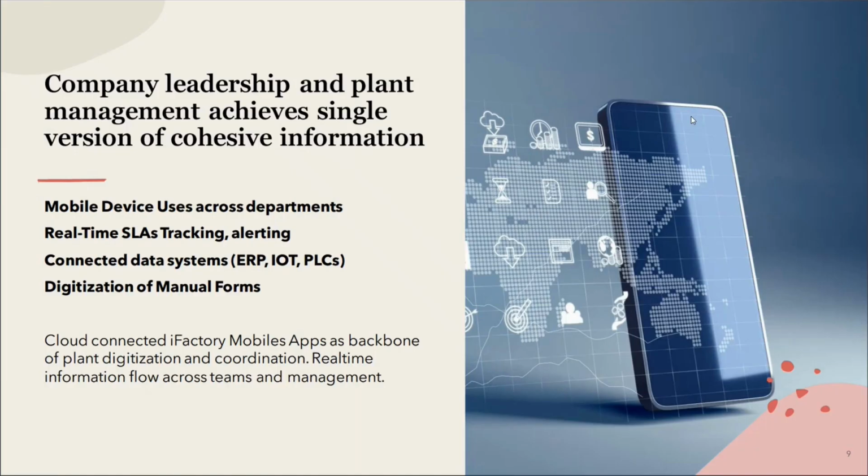So if you look at this from a different perspective, the company leadership typically has access to the enterprise systems. They have the various reports around. But how do we get them cohesively working with the plant management and the top leadership? Right? How do we get the best quality information so our decisions are more accurate and in line with our product vision? The four of these areas are really the building blocks of it. As we see, the mobile device use across departments.